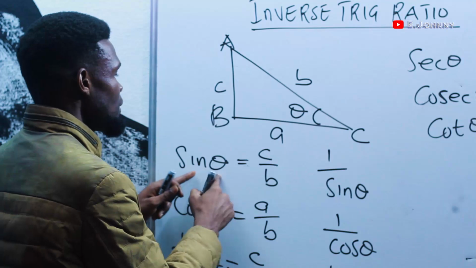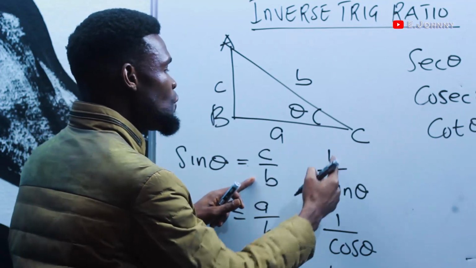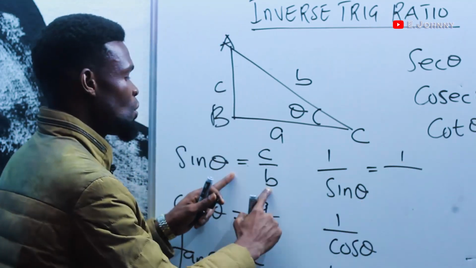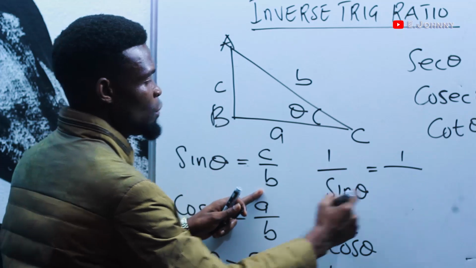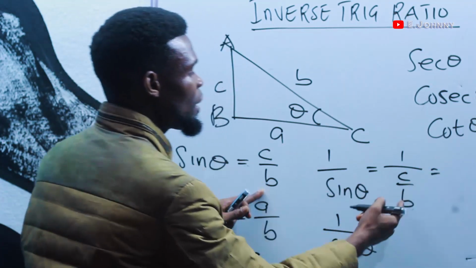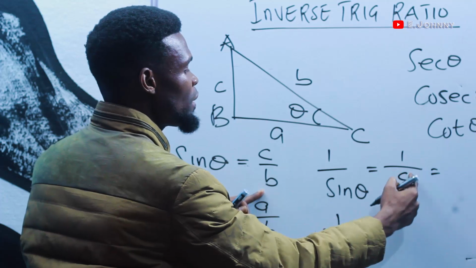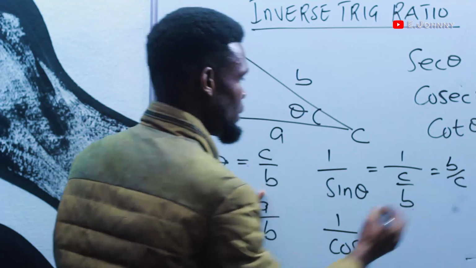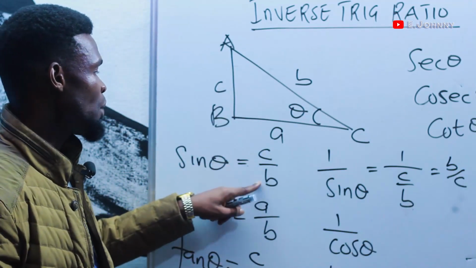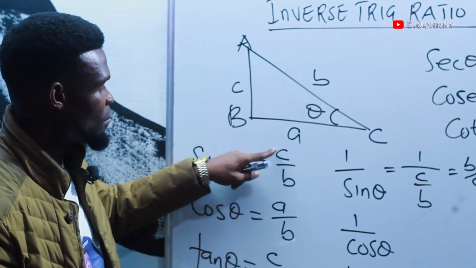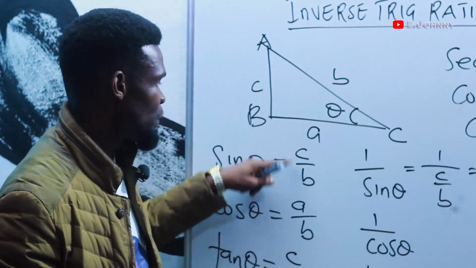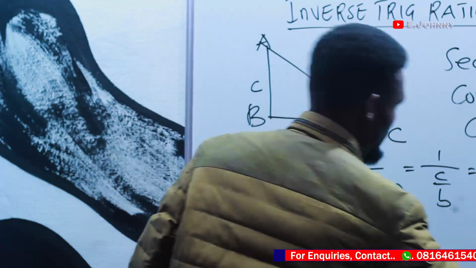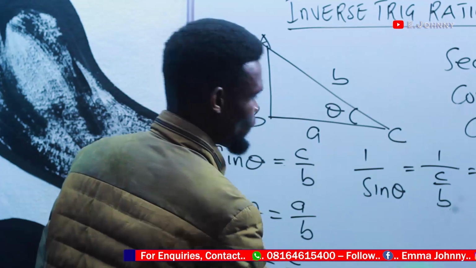So, if sine theta is c over b, its inverse, which is 1 over sine theta, is 1 over what? Sine theta is c over b. So carry c over b, put it in this place, you have c over b. So automatically 1 divided by c over b means the inverse of c over b, which is b over c. So c over b is sine theta. Its inverse is b over c. Don't worry, follow me carefully. You will understand what I'm trying to do.